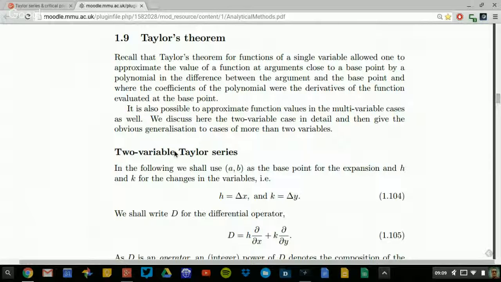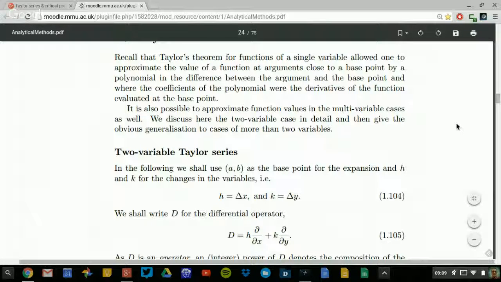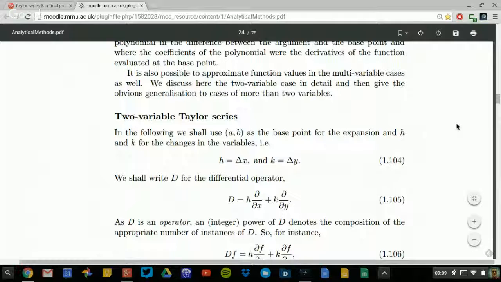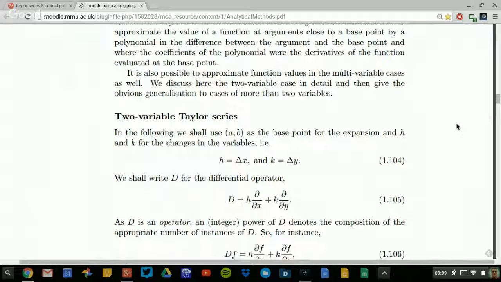Okay, so that was the one variable case. So coming back to, now we want to see what this looks like for functions of two variables. We can do a very similar thing, but it's going to look slightly different because there's more than one variable. So instead of derivatives of the function, we're going to be talking about partial derivatives. And this is how we set it up here.